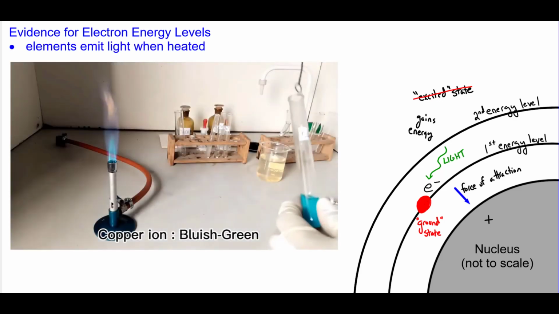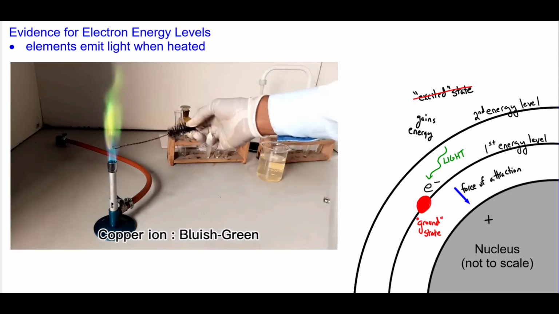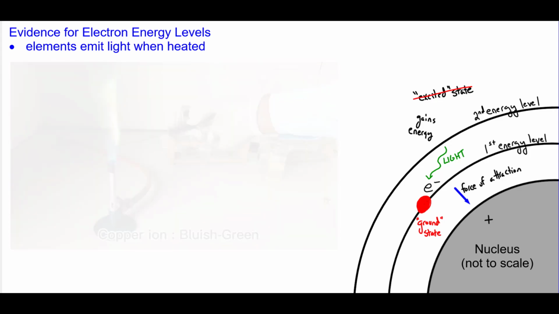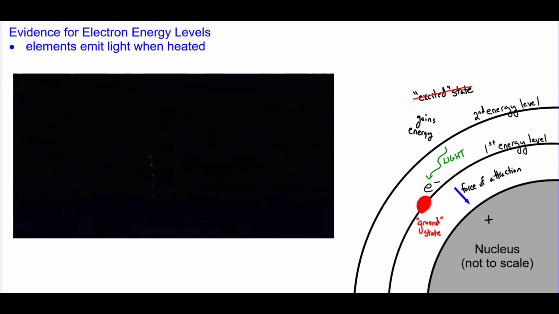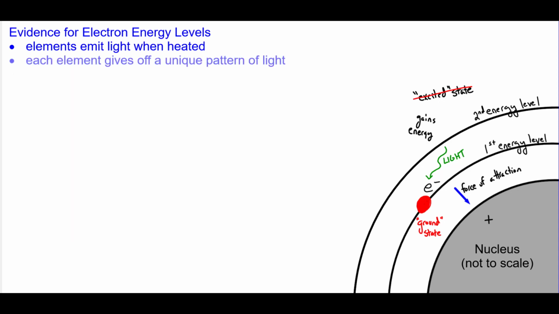Here you can see a video of some copper being burned, and it turns the normally yellow flame to a distinct green color. Now, when you see things like green fireworks, that green color is produced because the explosive itself contains copper, and every element, in fact, gives off its own unique pattern of light.